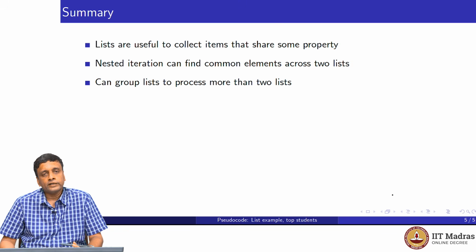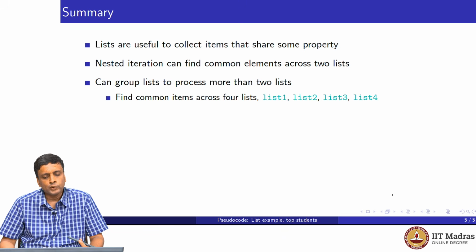Then we also saw that if you wanted to do this nested iteration for more than 2 lists, of course in principle you can do it for 3 lists at a time. You can take up every x, every y, every z and check if x is equal to y is equal to z and then put it in. But we can also do it more simply by doing a sequence of pairwise iterations. So we saw it for 3.